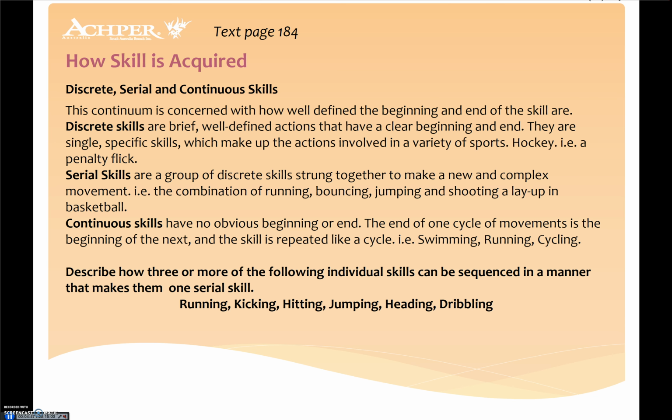So in hockey, a penalty flick has a distinct beginning where you drag the ball and then you release the ball into the goal. A serial skill is a group of discrete skills strung together to make a new and complex movement. So it might be running, bouncing, jumping. So shooting a layup in basketball where you might have bounced before, or dribbling the hockey ball before you shoot at goal, or receiving a football, taking a bounce and then kicking onto a next opponent. So that's a serial skill.